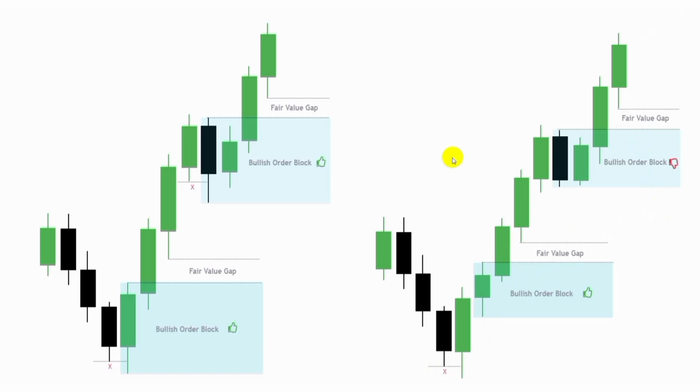So you want to see these three criteria: takes out liquidity, leaves a fair value gap or imbalance, and then breaks market structure. If you want to work with two criteria, it is also possible. But for you to have a higher probability, you want to see an order block that takes out liquidity, leaves a fair value gap, and also breaks market structure.